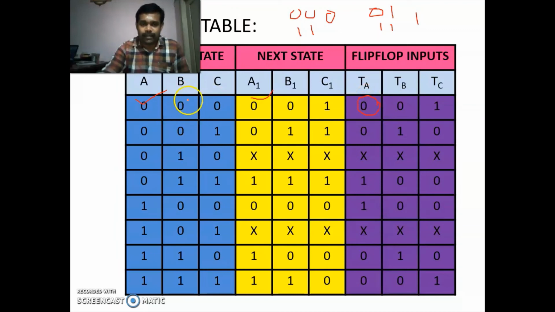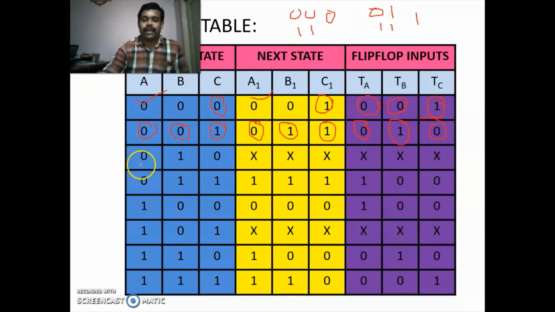So now you check B and B1. Present state is 0, next state is 0, you put TB as 0. Now you check C, present state is 0, next state is 1. So you put 1 in the place of TC. Similarly, you come for the next one, present state is 0, next state is 0 for A. So here it is 0. Similarly, present state is 0, next state 1, so 1 in TB. Present state 1, next state 1 for 0 in TC.